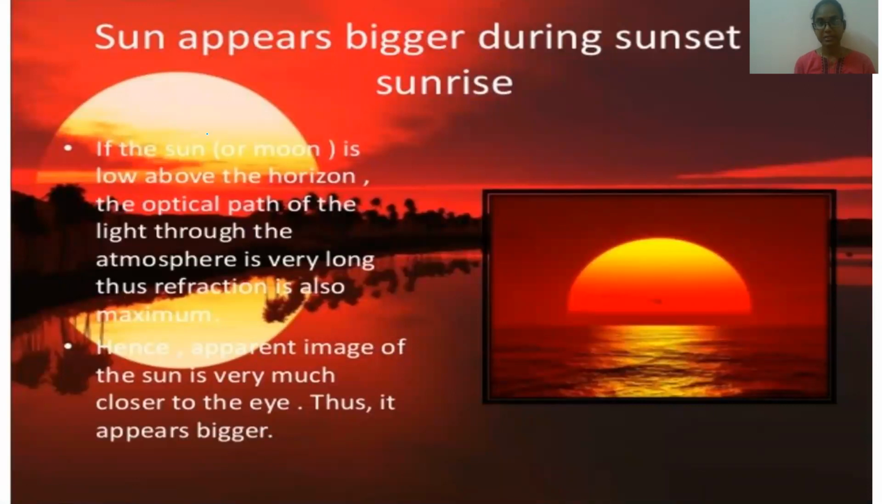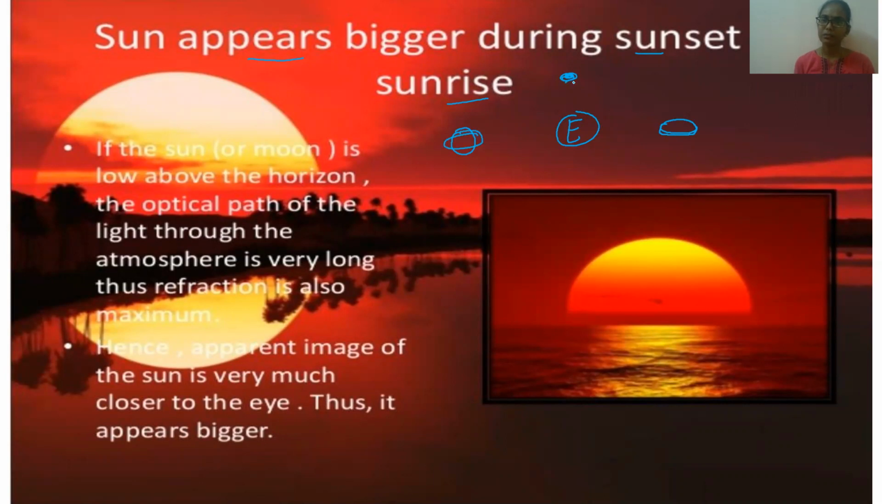And next, why can we see the sun bigger during sunset and sunrise, or the disk shape of the sun? Suppose this is the Earth. When the sun or moon is at the zenith, we can see a smaller sun. But when it is near the horizon, you can see an oval-shaped sun, and it is bigger in size compared to when it is at the zenith.